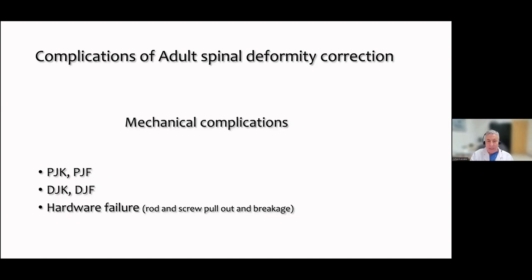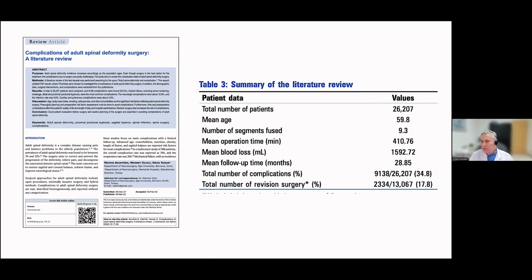So we know roughly that complications in adult deformity surgery occur in 40% of cases, which is very, very high, and the reoperation rate is 26%. And all that we're talking about are mainly mechanical complications that could be summarized as proximal junctional failure and kyphosis, distal junctional kyphosis and failure, or hardware failure with pull out of the screws, rod and screw breakage. Of course, Mehmet knows very well this paper, a recent review of the literature, where you can see over 26,000 patients with a mean age of 60.